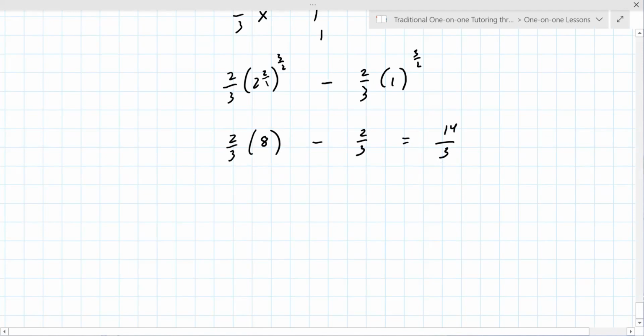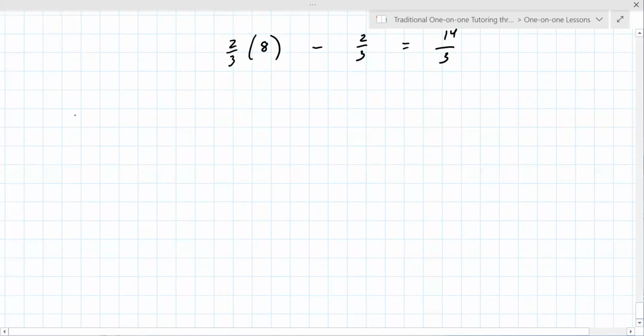Wait, so you do 2/3 times 8. You have to make common denominator, right? No, you're not adding. That's 16 thirds. Yes. Minus, okay, so then it's 14, yeah.